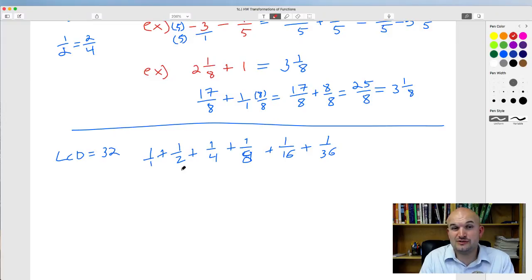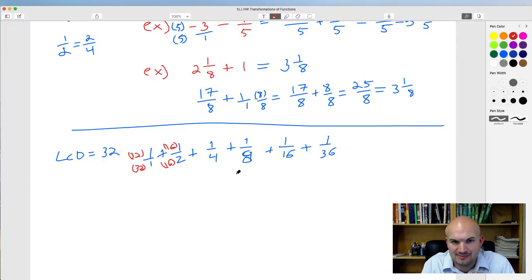So then all you need to do is get that. You got to get all these numbers to be 32. Well, to get this to be 32, I got to multiply by 32 over 32. To get 2 to be 32, I got to multiply by 16 over 16. Right? To get 4 to be 32, you got to multiply by 8 over 8. 4 over 4. 2 over 2. Right? And then once you get to that point, add all the numerators and then keep the denominator as 32, and that will get your answer.